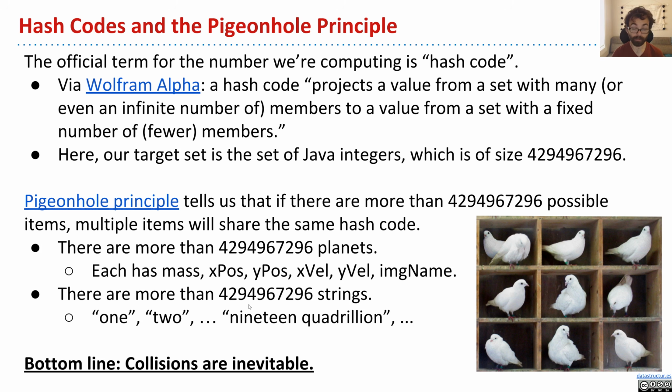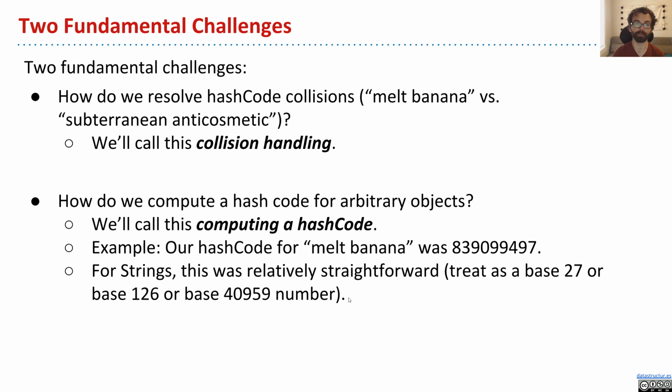Okay? And so here, just to make that very explicit, there are more than 4.3 billion-ish possible planets, because each planet has a mass, an x position, a y position, an x velocity, a y velocity, and maybe an image name from a planet simulation project from this class. Now, there's also, of course, more than that many strings. We can have the string for the word 1, 2, 19 quadrillion, and so forth. So it's just guaranteed we absolutely will have collisions as a fact of life because of integer overflow.